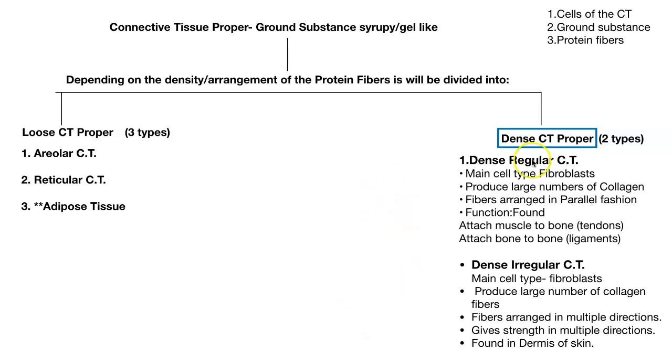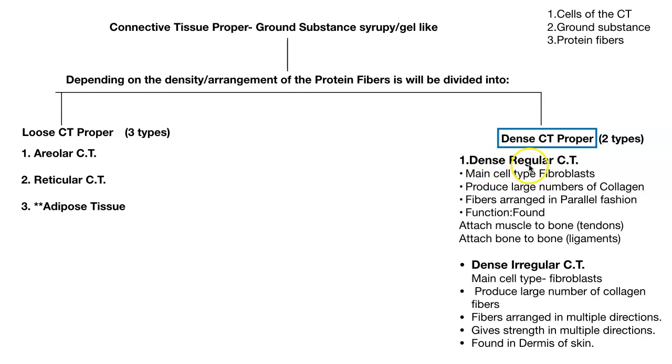So now we're going to go over to our dense connective tissue proper. We have two types. What does that word dense mean anyway? What is dense? The protein fibers are densely packed in there. These protein fibers were loosey-goosey in that matrix. These are going to be packed in that matrix.